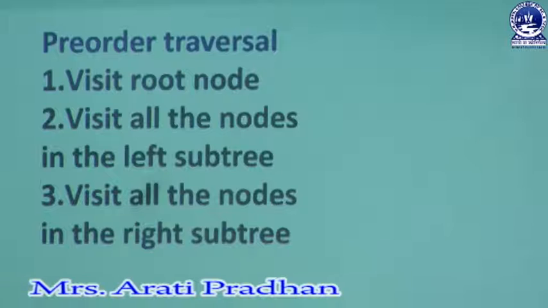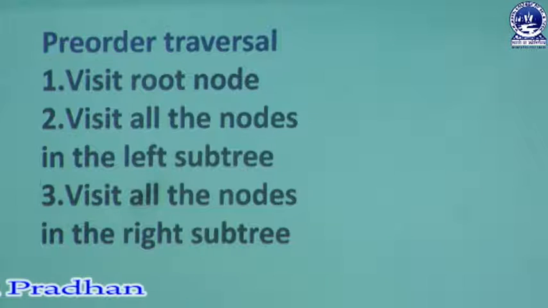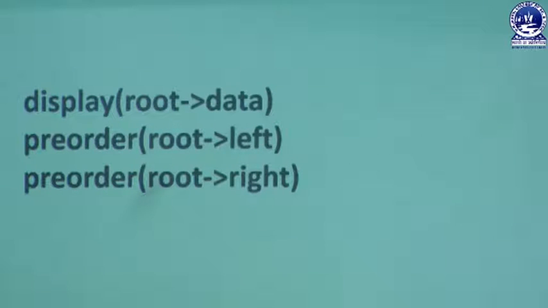Then we will discuss pre-order traversal. In case of pre-order traversal, visit the root node, then we will visit all the nodes in the left subtree, then we will visit all the nodes in the right subtree. If we represent it in an algorithm way, then it may be represented as: display root data, pre-order root left, pre-order root right.